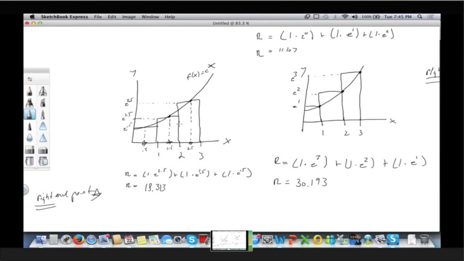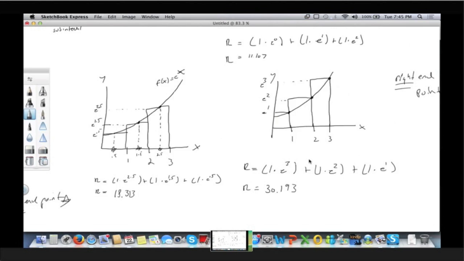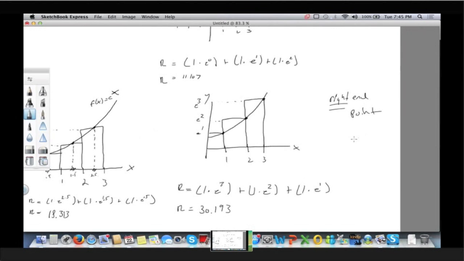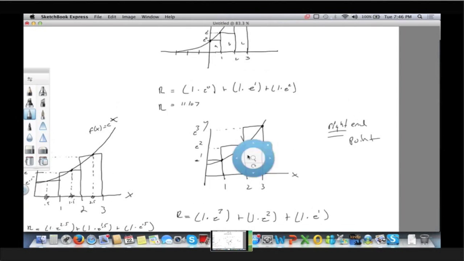Take a look at the right endpoint picture again. Did that right endpoint picture over or underestimate the integral? It overestimates, because you can see the rectangles are bigger than the area. And how about the left endpoint approach if you scroll up? It underestimates, and we can see that because the rectangles are below the curve.